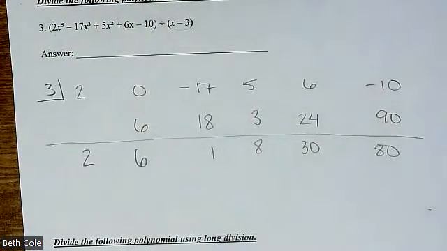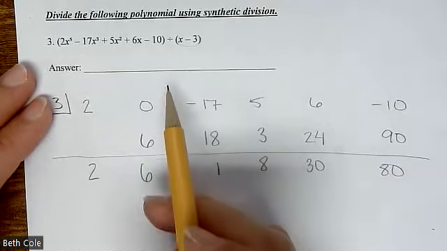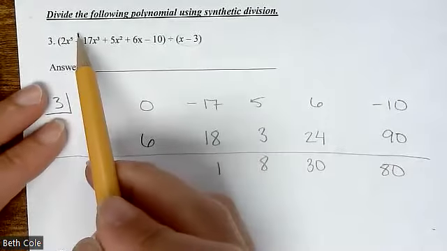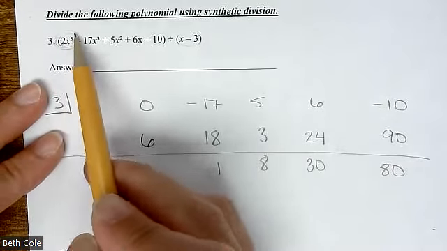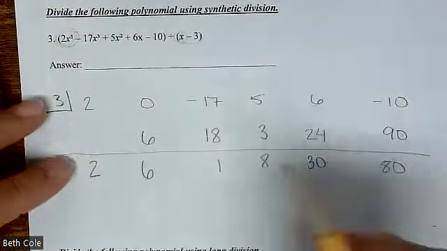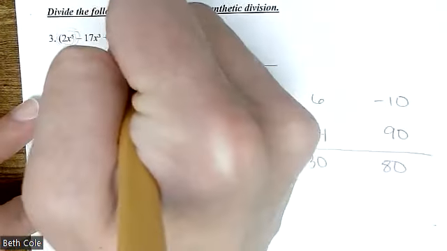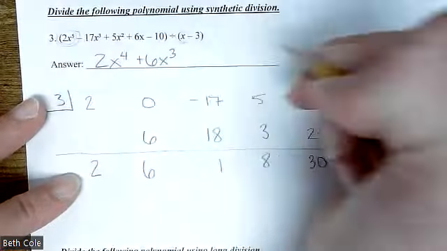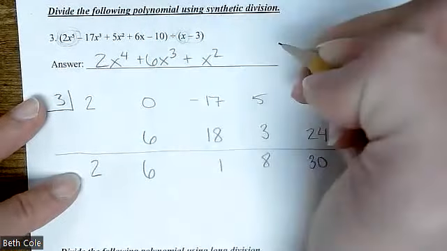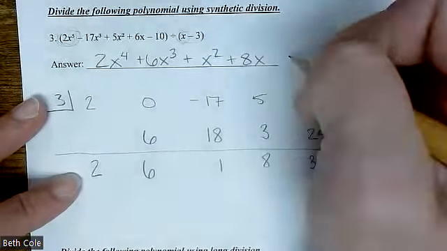So do you see how all the numbers were manageable? You didn't have any major issues there. If you know your times tables, you're going to be fine. And then when you go to write out your answer, you start with 1 less than you had before. We had an x to the 5th. We divided out an x. So it's going to be 2x to the 4th plus 6x to the 3rd plus 1x squared. I'm going to stop saying it because that's annoying.